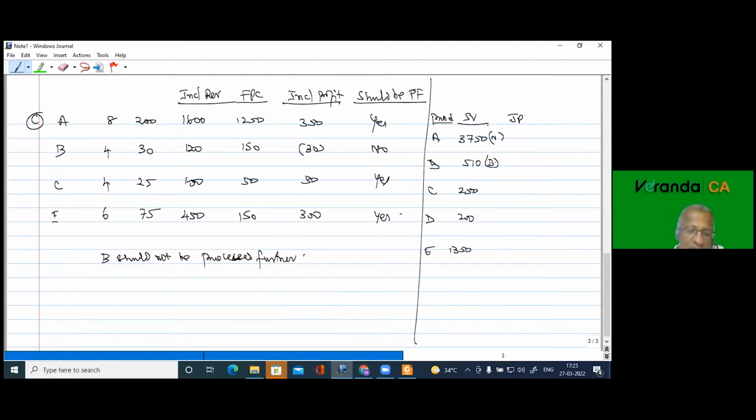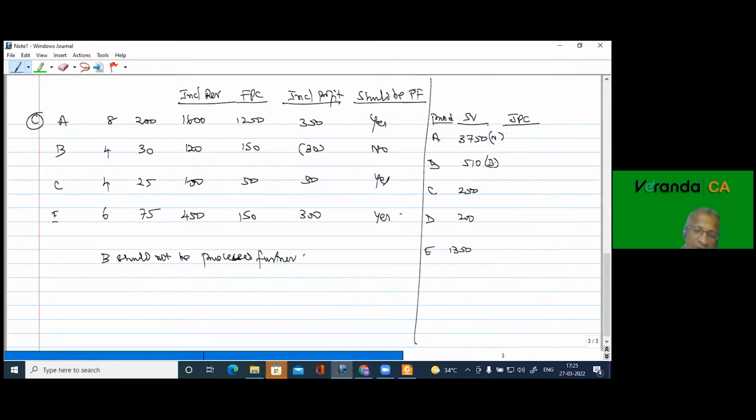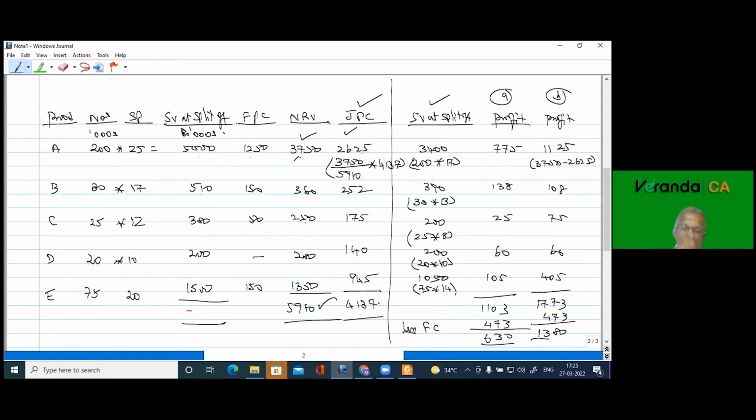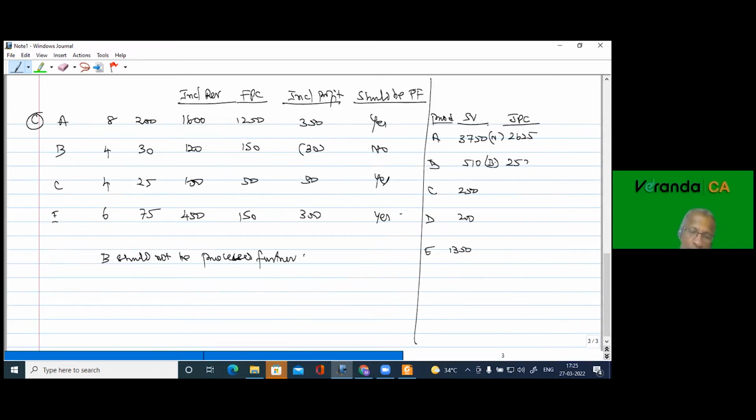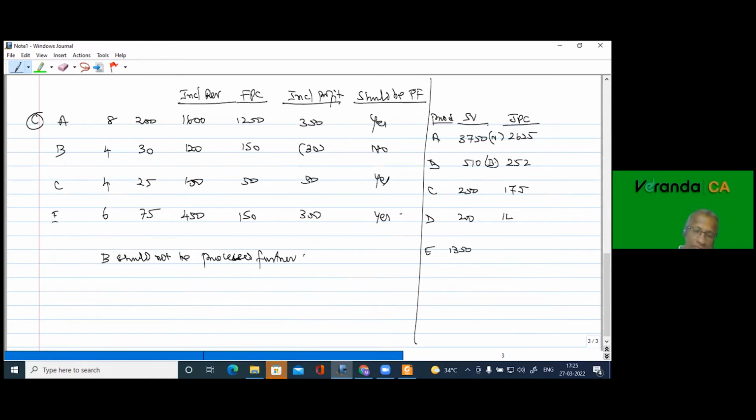Joint process cost, this we have already done. So joint process cost 2625, 252, 175, then 140, and 945.